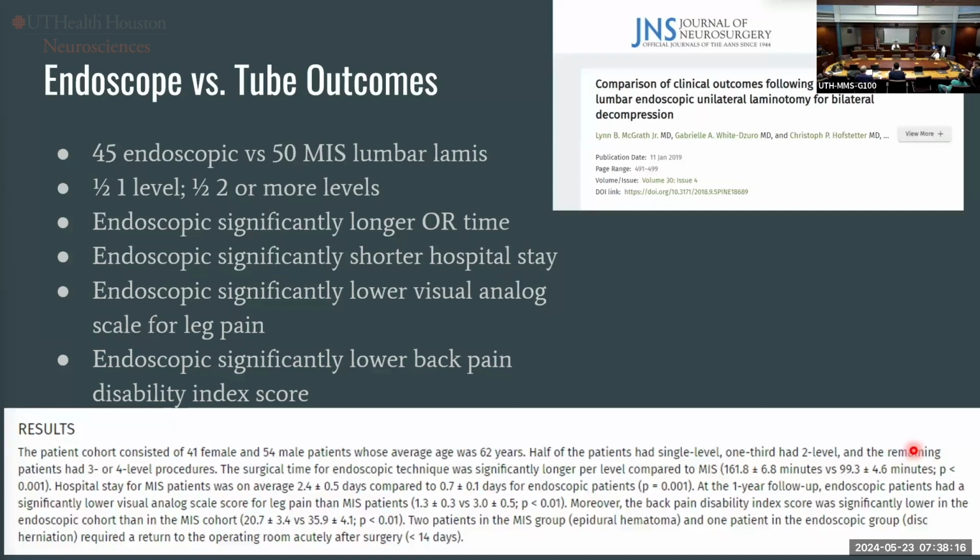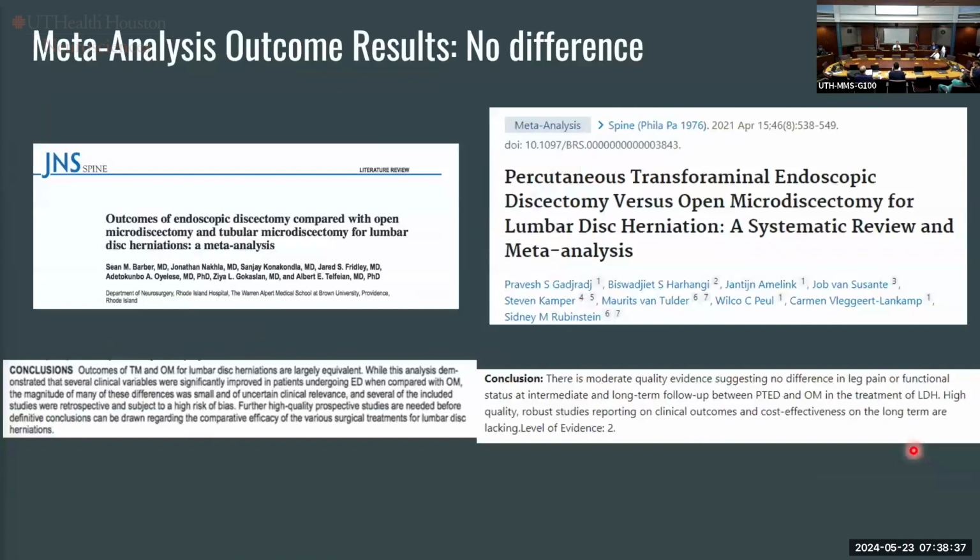But this is a paper that he put out while I was there, just comparing endoscopic to MIS lumbar microdiscs. Endoscopic surgery took a lot longer. However, the patients stayed in the hospital a shorter amount of time, and they had more improvement in leg pain and back pain, even compared to tubular surgery. So that was at the University of Washington.